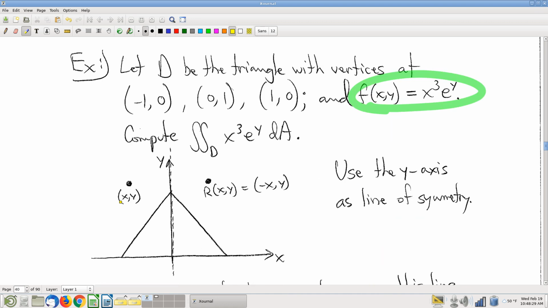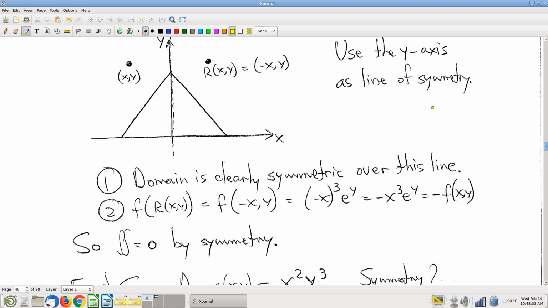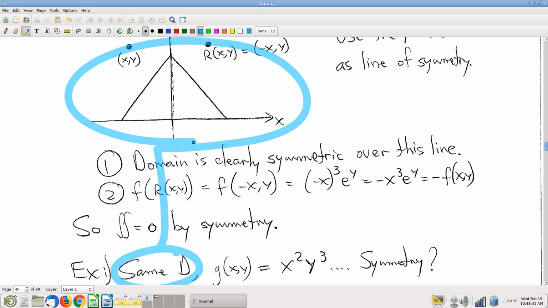Okay. Here's another example. Now, I'm going to be real quick with this, but same domain. So still using this domain here. And let's suppose that my function is this, and can I use a symmetry argument? And this is another landmine. I've seen some sad stories on questions like this one.